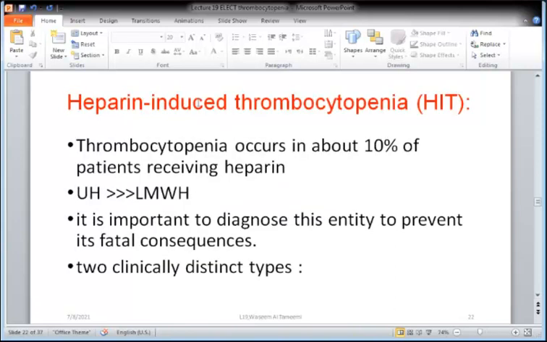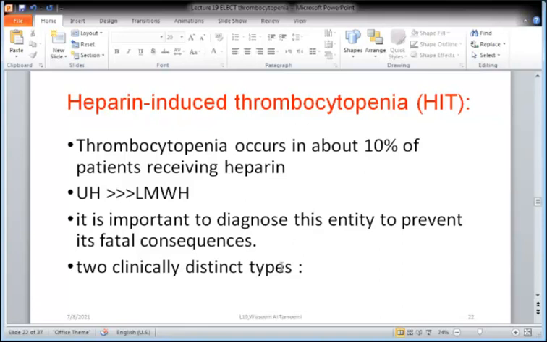Now I will skip to the heparin-induced thrombocytopenia. This is a thrombocytopenia that occurs in about 10% of the patients receiving heparin. It is more with the unfractionated heparin and much less common with low molecular weight heparin. It's important to diagnose this entity to prevent a fatal complication. Then heparin-induced thrombocytopenia may be complicated by thrombosis and may cause life-threatening thrombosis.